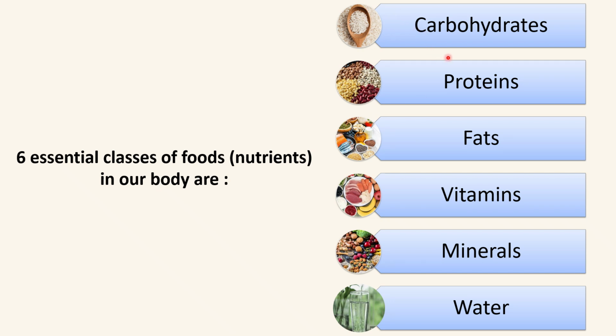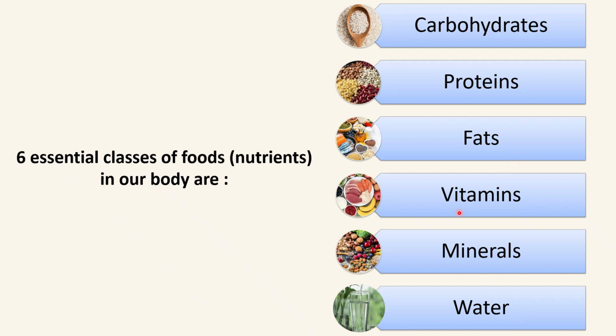Now, carbohydrates, it is the main source of energy in the body, and the good source of carbohydrates are rice, bread, potato, or sugar. Proteins, these help in growth and repair of the body tissues. Example, eggs, milk, meat, beans.